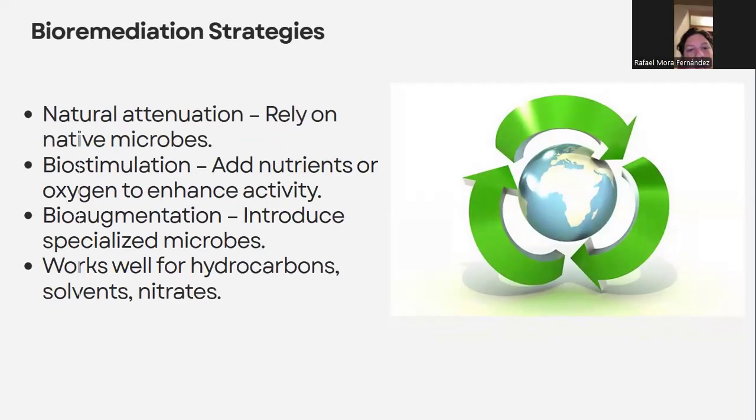Bioremediation strategies: natural attenuation relies on native microbes. Biostimulation adds nutrients or oxygen to enhance activity. Bioaugmentation introduces specialized microbes, and it works well with hydrocarbons, solvents, and nitrates.